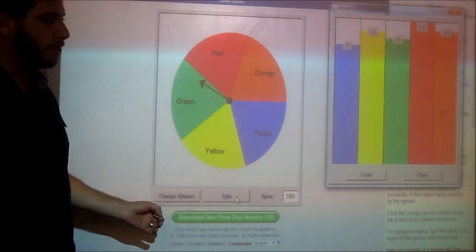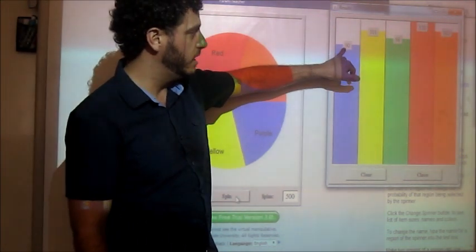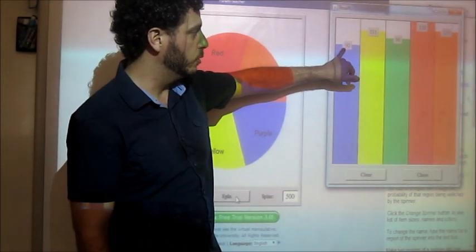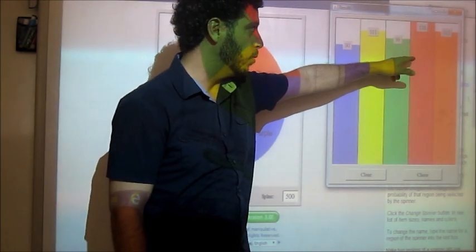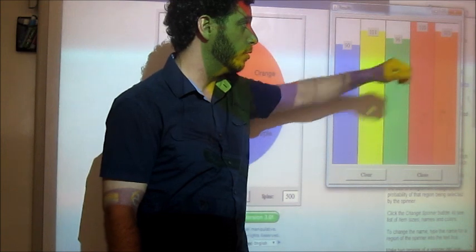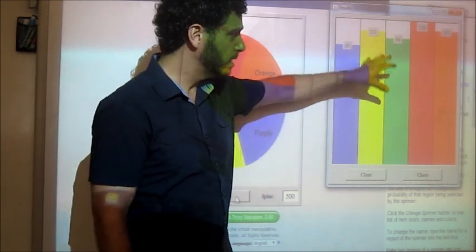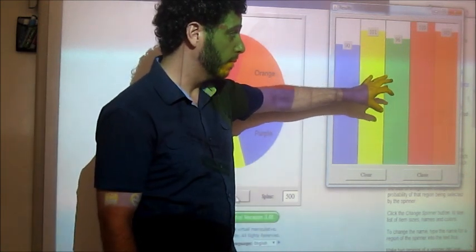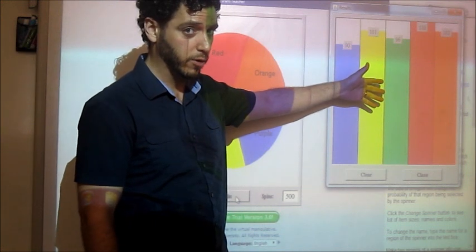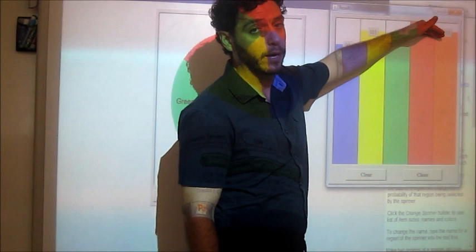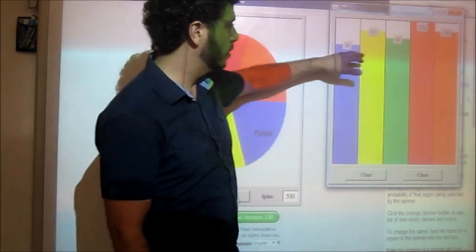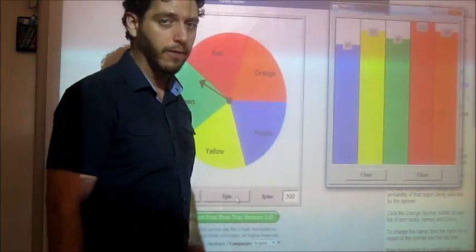So out of 500 spins, it landed on blue 90 times, yellow 101, green 96, red 110, and orange 103. So this would be the experimental probability, the results of the actual experiment. Now, the more you do this, the closer we'll actually get to theoretical probability. If you look at the bars, they're actually not that far away from one another.